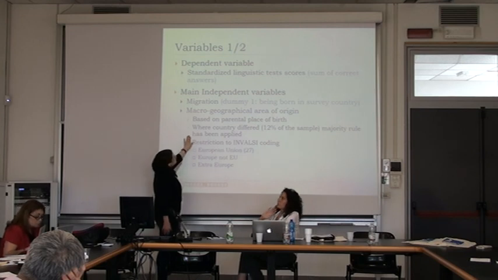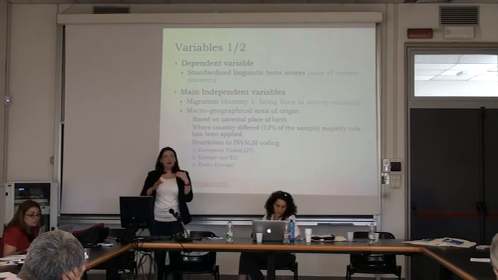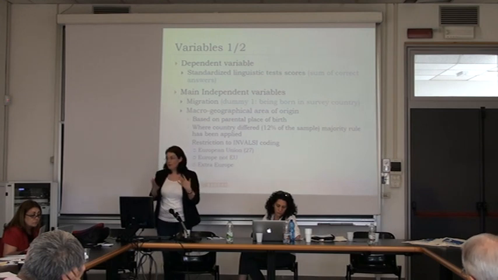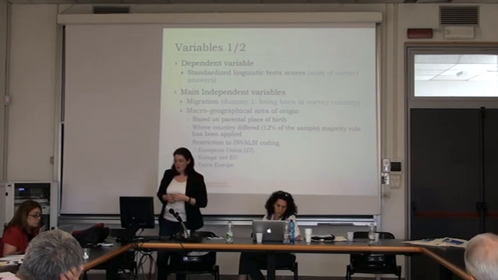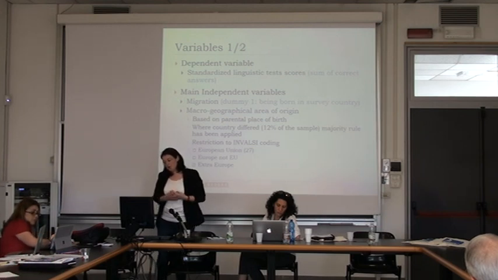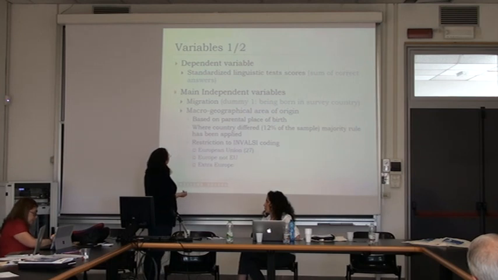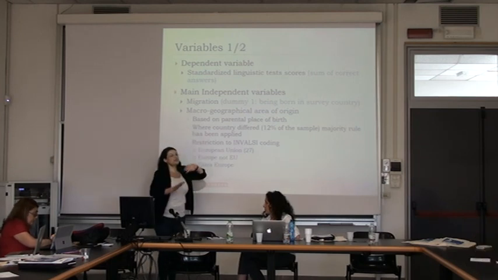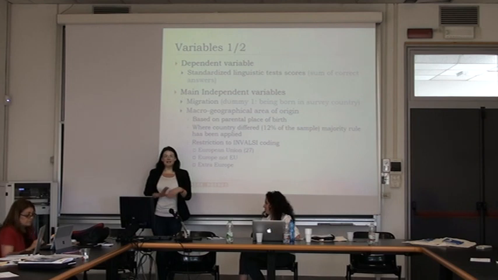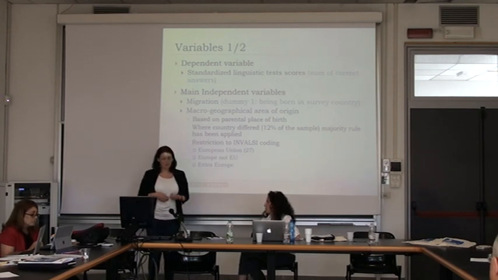Most important is what I do with the independent variable, because I'm interested both in the immigration gap, so the immigrant-native gap, but also a bit more in the gap between majority and minorities. I have two independent, explanatory variables. One is migration, which is simply a dummy that tells where you are born. If you are born in Italy or in the survey country, then you have 0. If you were born somewhere else, you have 1.